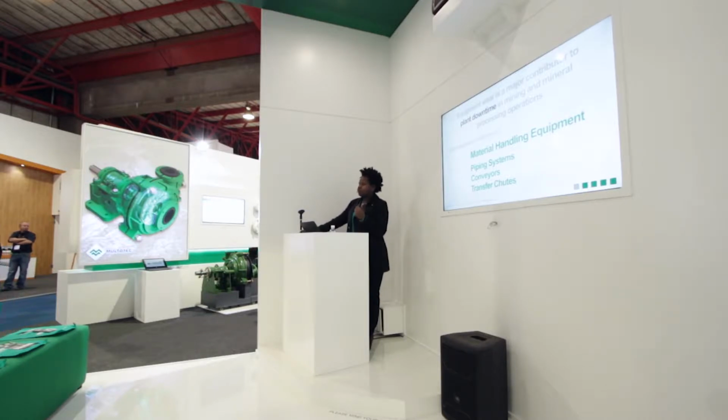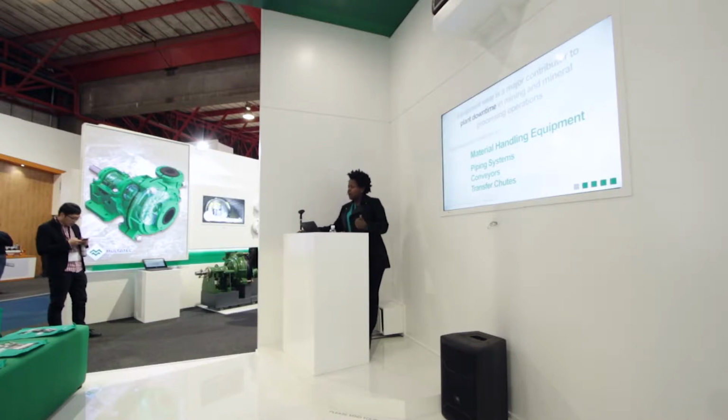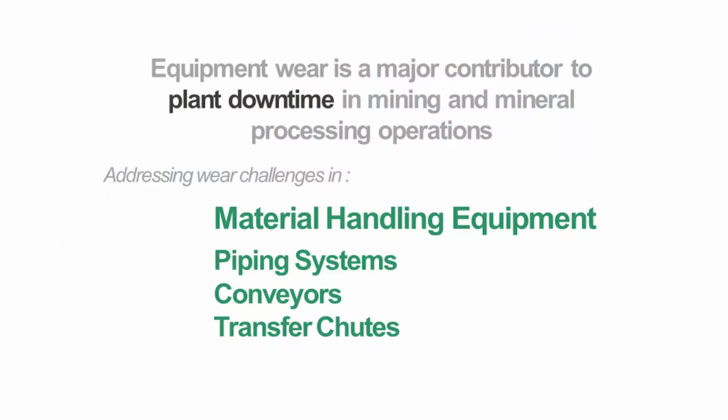So let's talk about that. How do you address that? Because you want to achieve two things. You want your maintenance to be planned, and you want it to be predicted. You want everything to go according to plan. So I'm just going to touch on your piping systems, your conveyors, especially the leggings, and your transfer chutes.